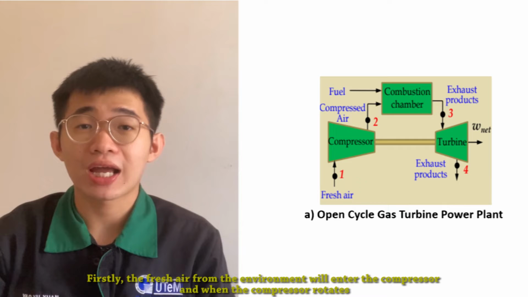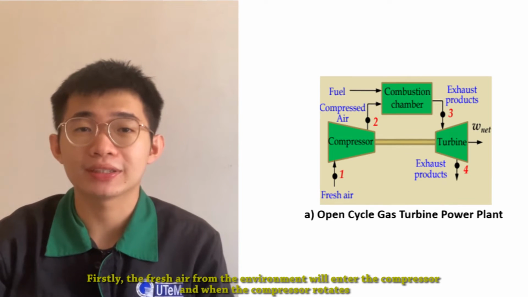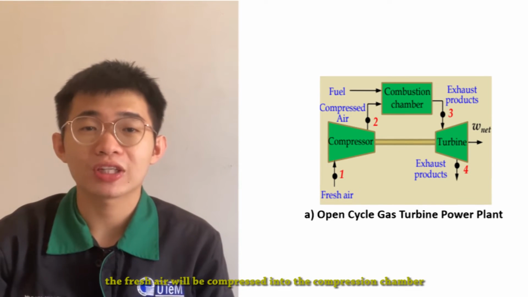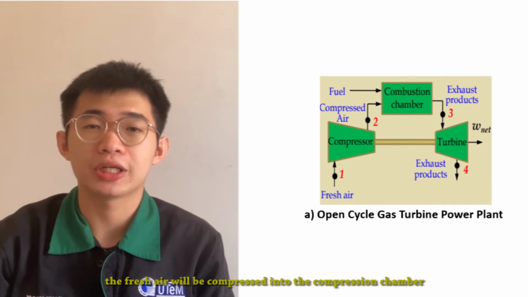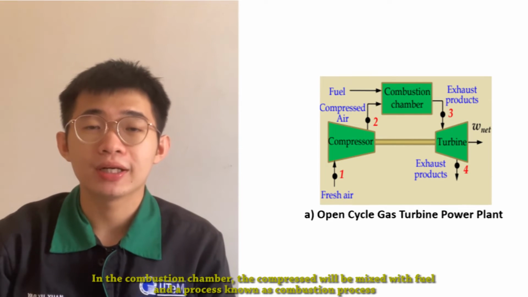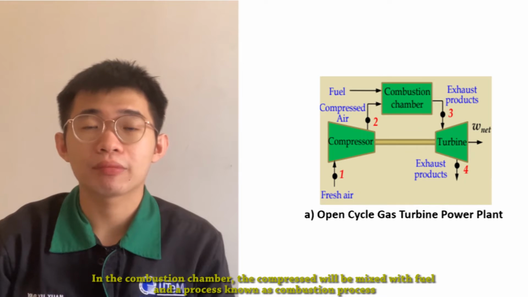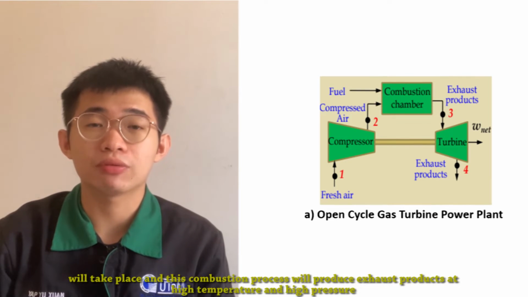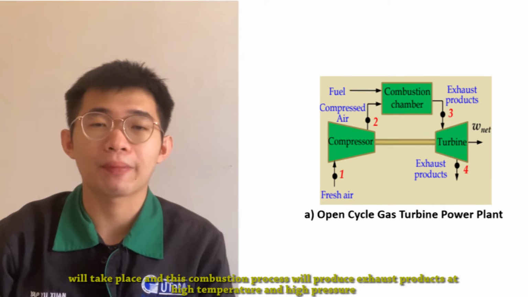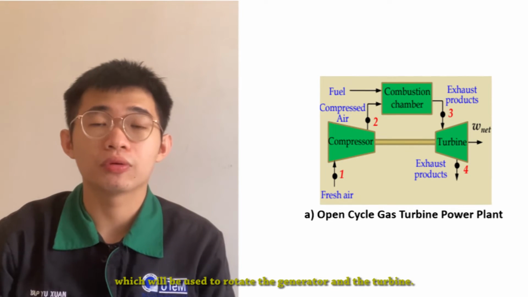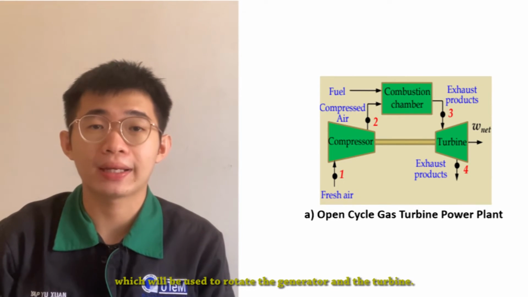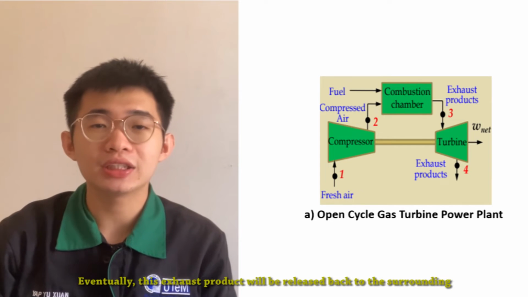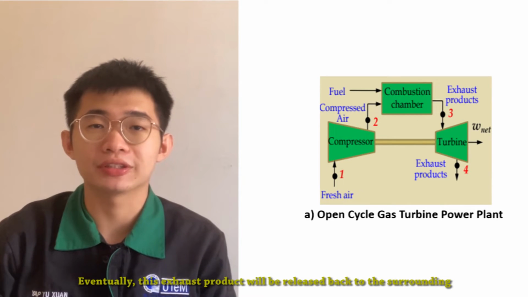Firstly, the fresh air from the environment will enter the compressor, and when the compressor rotates, the fresh air will be compressed into the combustion chamber. In the combustion chamber, the compressed air will be mixed with the fuel and the process known as combustion will take place. This combustion process will produce exhaust products at high temperature and high pressure, which will be used to rotate the generator at the turbine, and eventually this exhaust product will be released back to the surrounding.